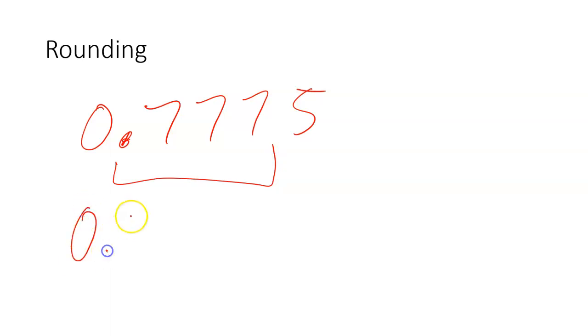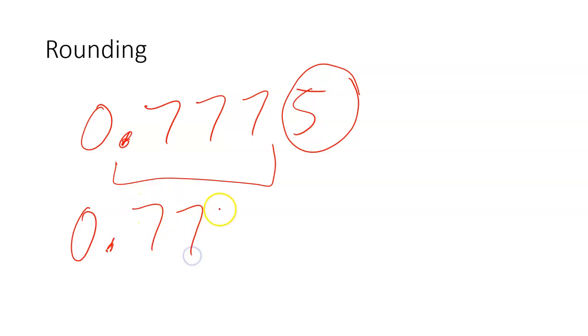If you see what is happening here, we have an exact 5. And if we have an exact 5, what do we need to do? Go to the nearest even number. Between 7 and 8, 8 is an even number, so we need to go to 8, the nearest even number.